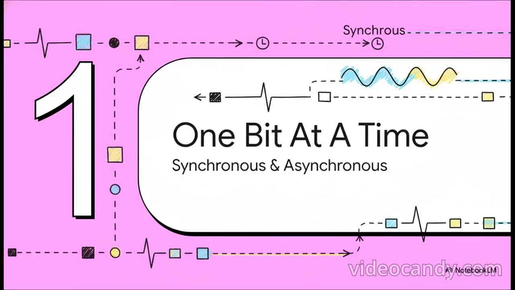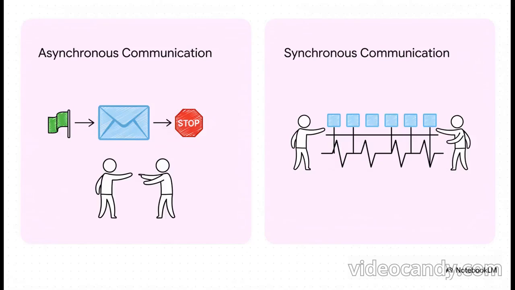All right, section 1, one bit at a time. So think about this. If you're sending a stream of bits, one by one, down a single wire, how on earth does the device on the other end know when one bit stops and the next one starts? It's a huge timing problem, and there are 2 main ways to solve it: synchronous and asynchronous communication.